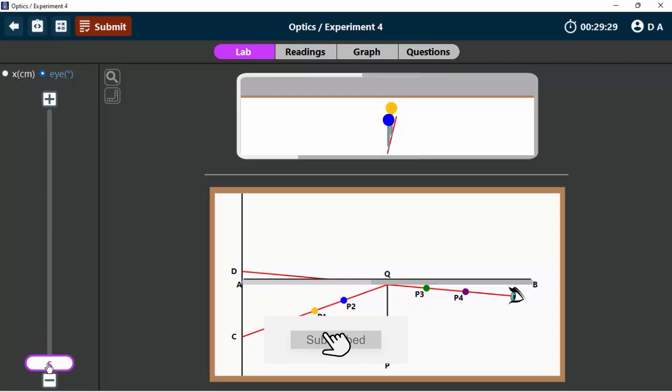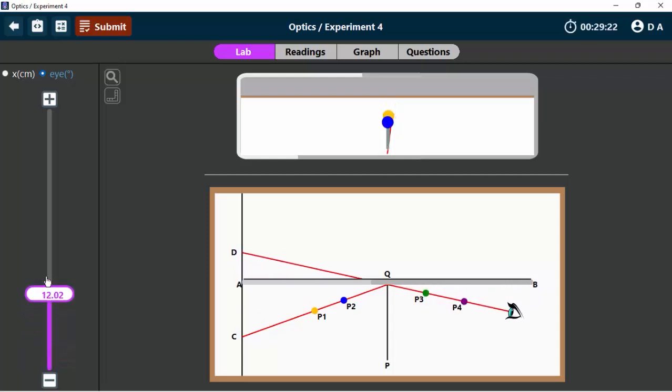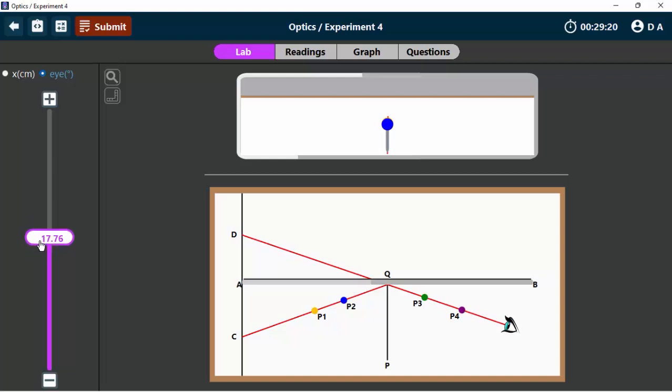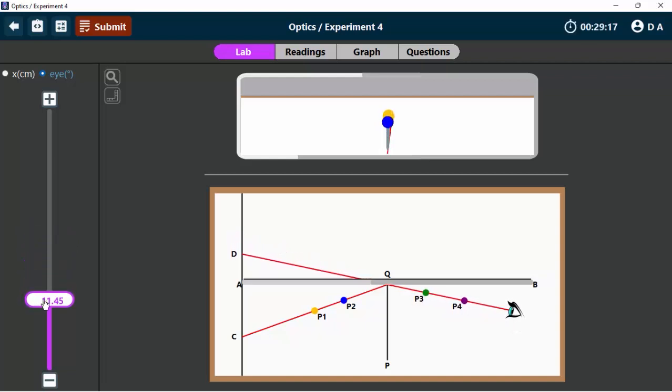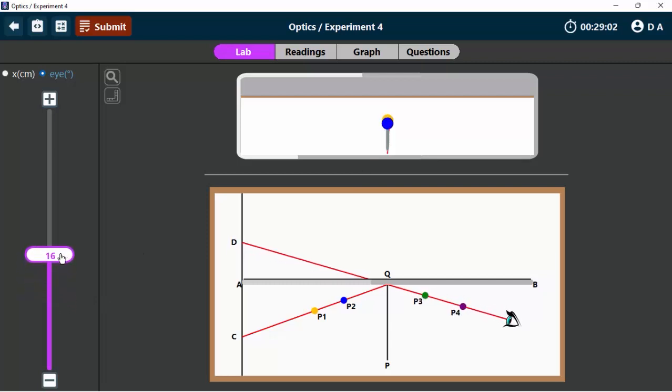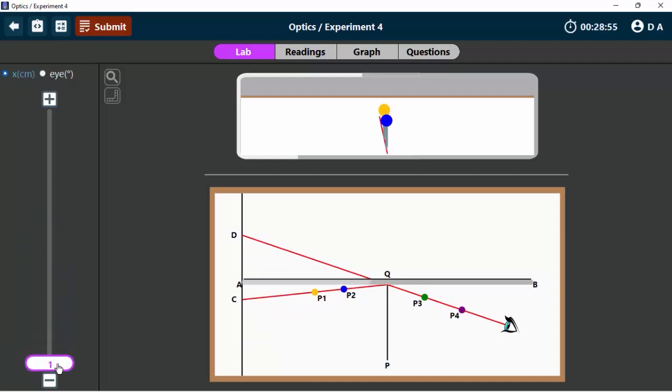Then how do you get the points P3 and P4? You do that by moving your eye until the blue pin and the orange pin align. Once both of them are exactly aligned with your eye, that's the point where you position the points P3 and P4. So in this case, let's start with when x is 1.